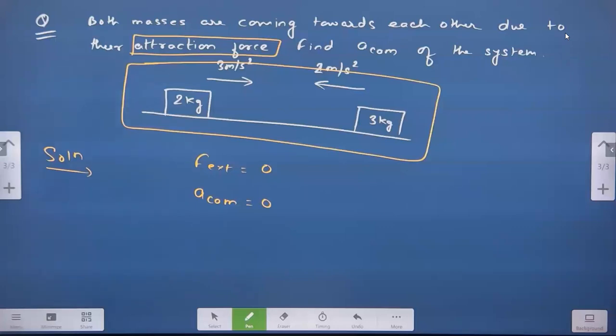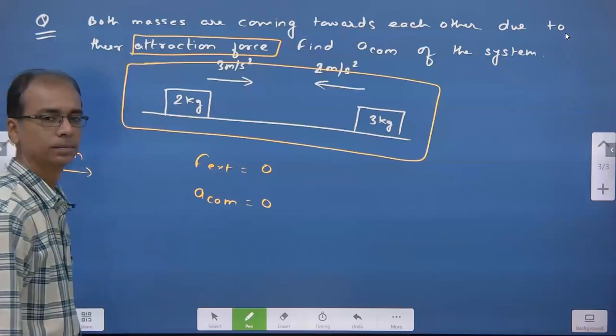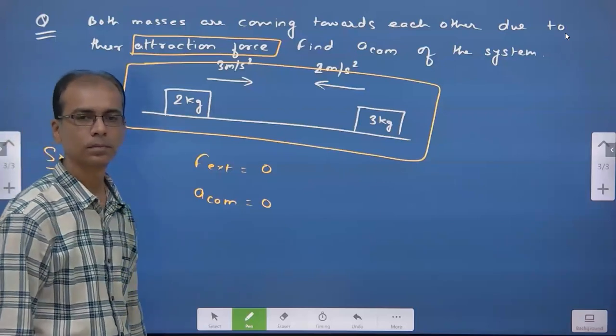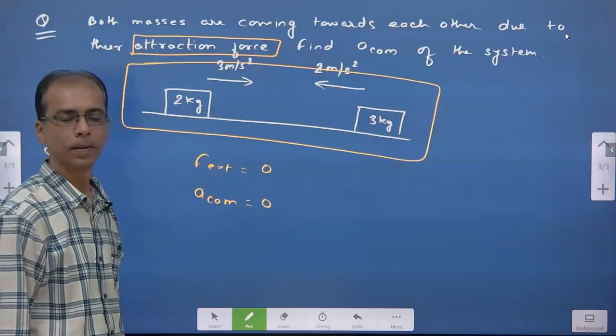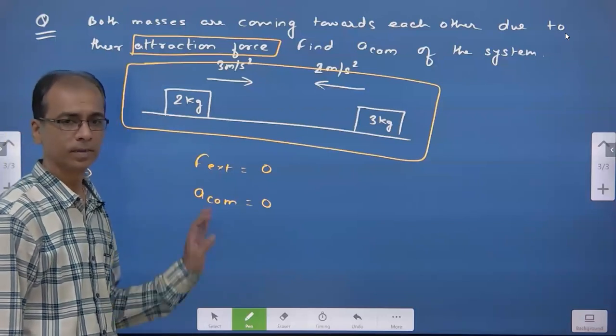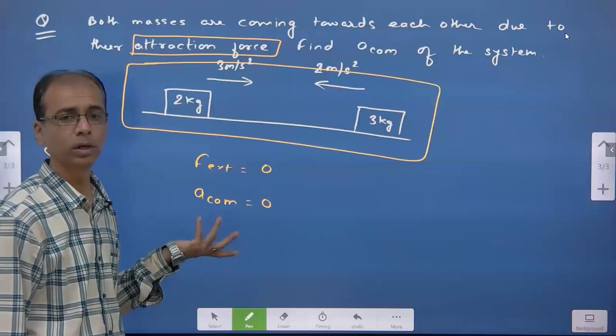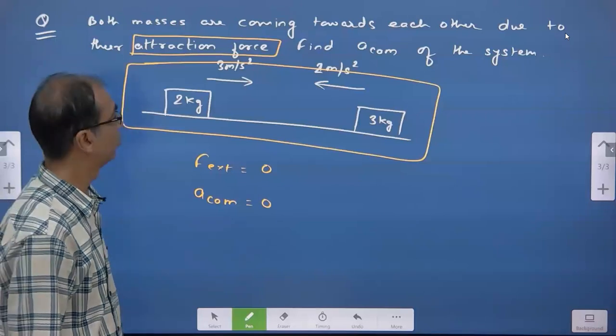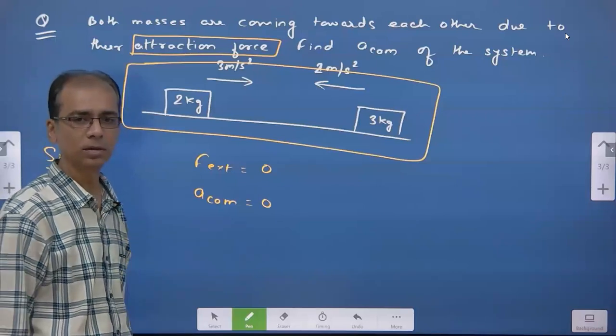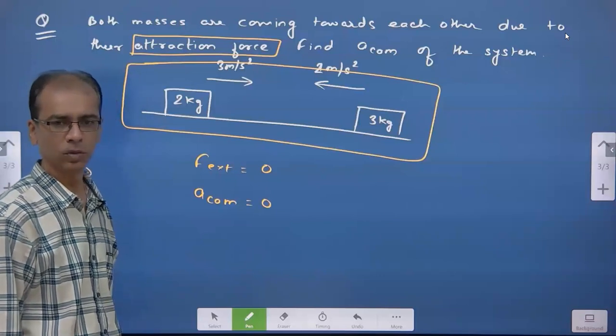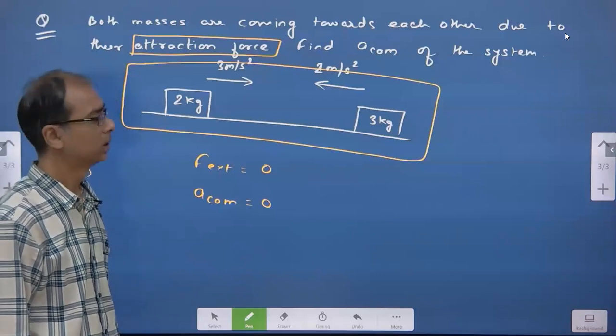Understood that? Is it clear? Tell me fast. Yes, sir. That's it. This is the concept. Why calculate? If I can't see external force, that means acceleration of center of mass is 0. Finished. Over. Note this, then I'll change the question.